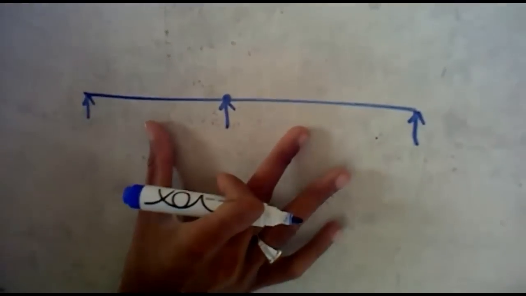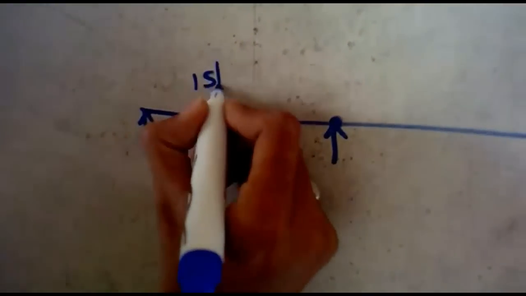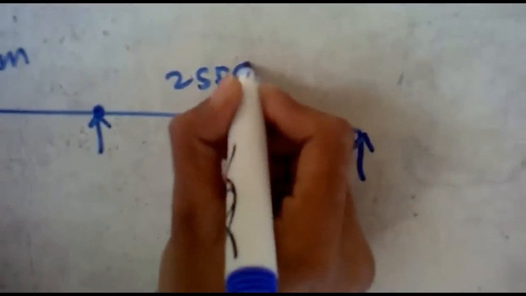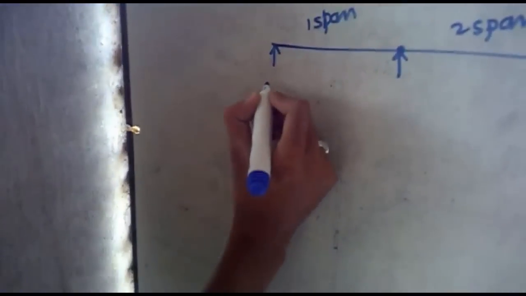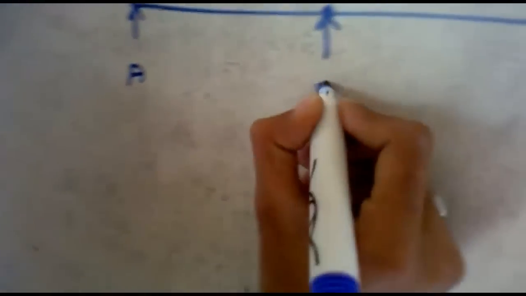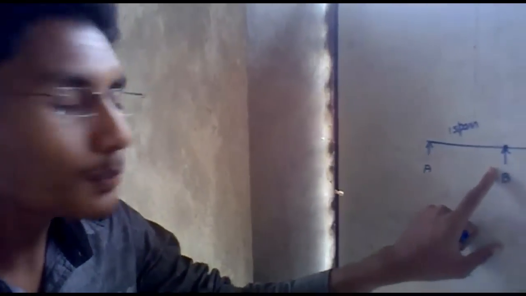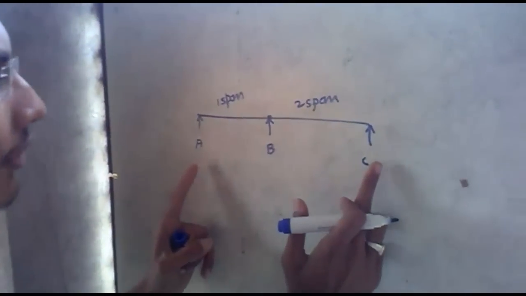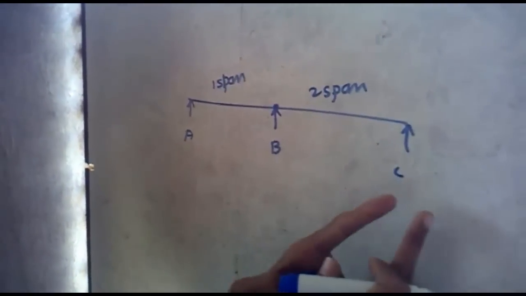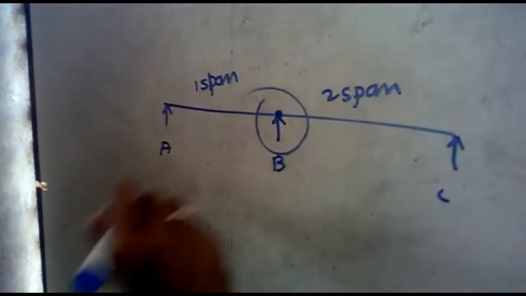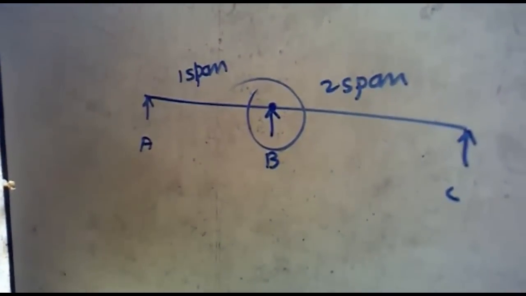There are two spans. This is the first span, and it is the second span. Okay. Now I give names here: A, B, and C. The Clapeyron's three moment theorem deals with finding the moment at this point, not this point. Whenever we take the moment at A and C, we get zero. But the moment at this point is found by Clapeyron's three moment theorem.